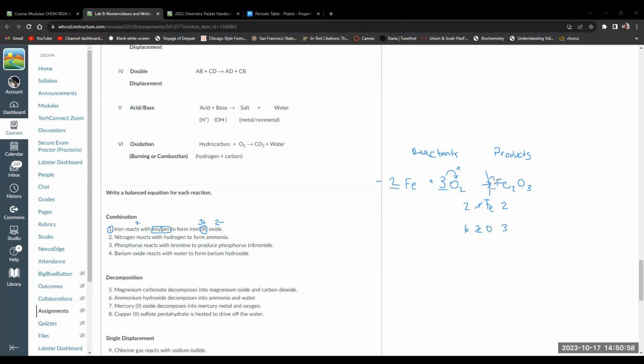So let's add a 2 here. Let's add a better 2 there. That works. Again, because iron 3 oxide is one species, this 2 is going to be multiplying to both of these. So now we have 4 irons and 6 oxygens.